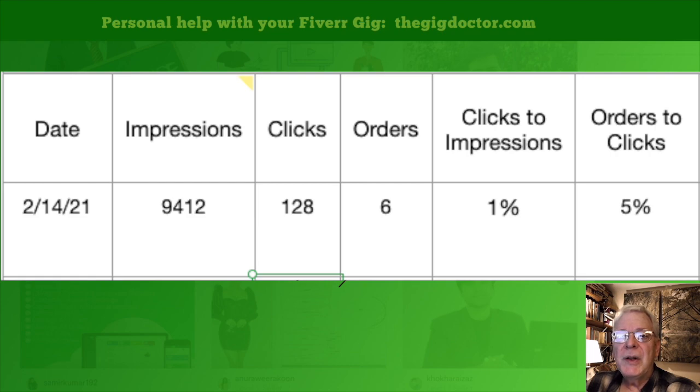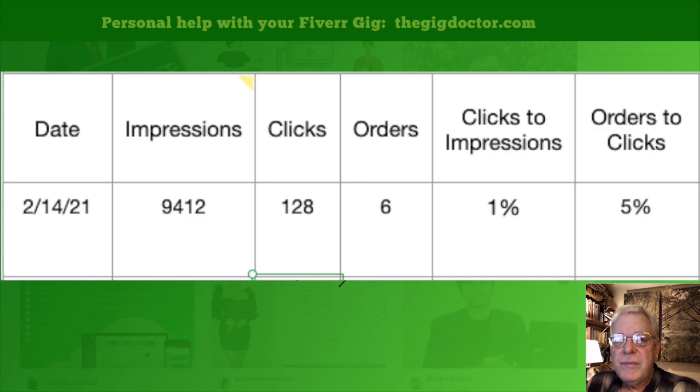The problem is, up until now, that's been information that is just expressed in raw numbers on our gig page and even in the GigTracker spreadsheet, which makes it a little harder to picture. So is 128 clicks from, say, 9,412 impressions good, or is it bad? Is 6 orders from 128 clicks an acceptable conversion rate, or isn't it? Seeing percentages somehow takes a lot of the slipperiness and the mystery out of those numbers for us.